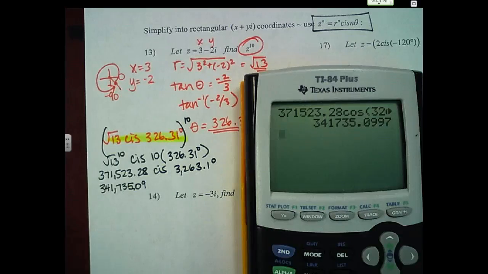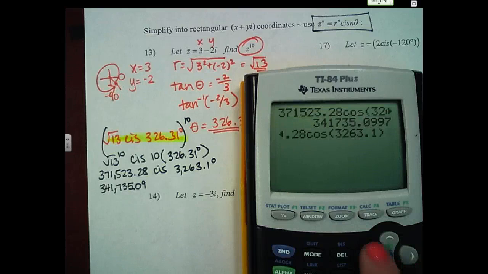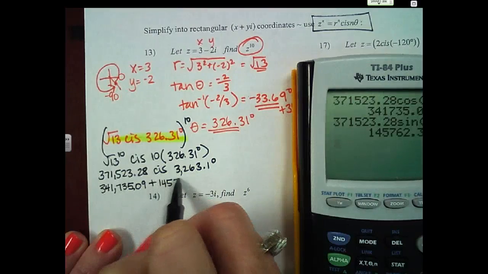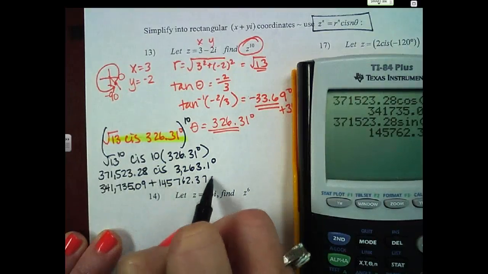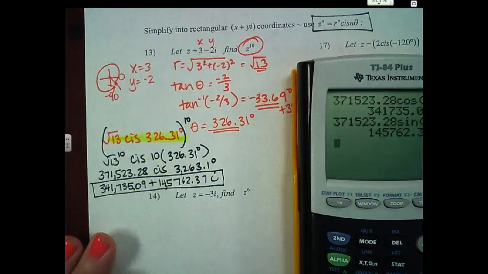Okay, now watch my shortcut. Instead of typing in all those huge numbers again, some of you may already have learned this from before. We went up, right, to what we want to repeat. So you arrow up twice, hit enter, and we're going to go over and change that word cosine to what? To sine. And then you don't have to type it so many times. It's way better. You're going to hit enter, and there's your other number. So plus 1457.62.37 I. Don't forget your I. That will help you out.